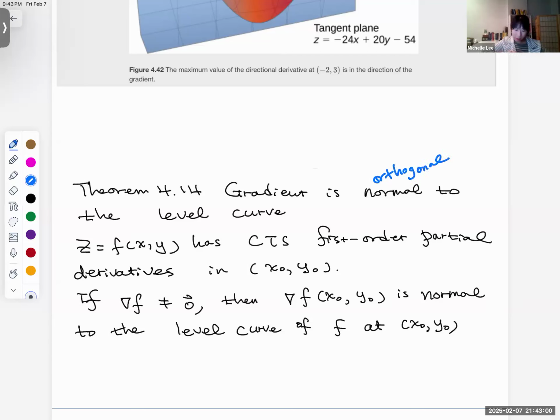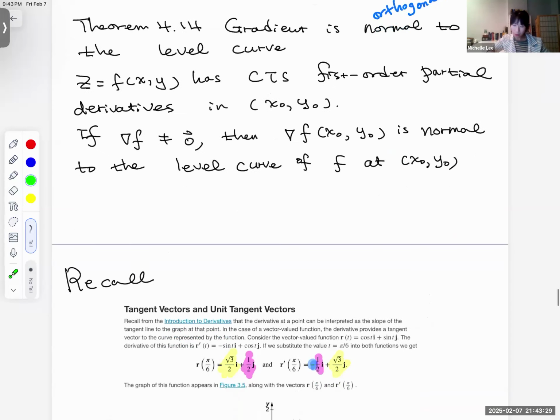Okay, so we have the partial derivatives, and if the gradient is not equal to the zero vector, then the gradient is normal to the level curve of the function at the point. Okay, let's talk about this one more time.